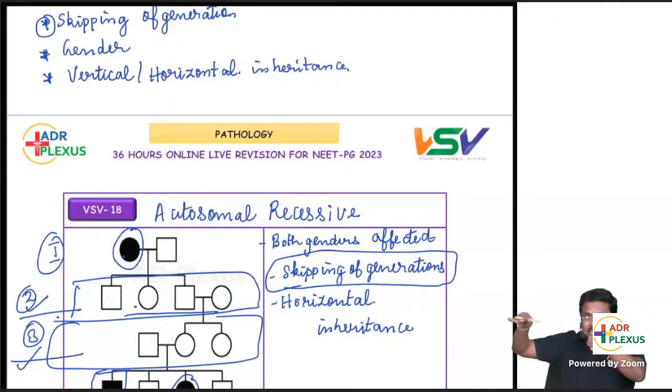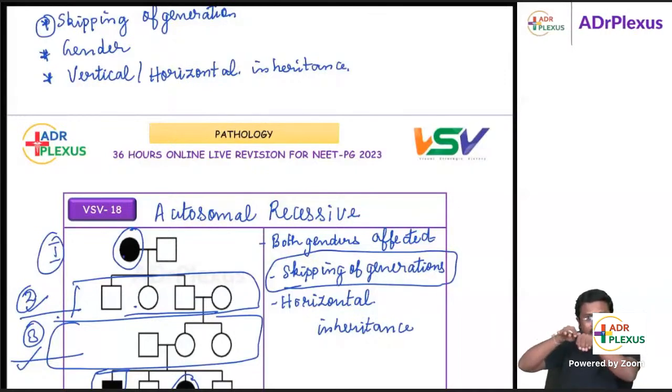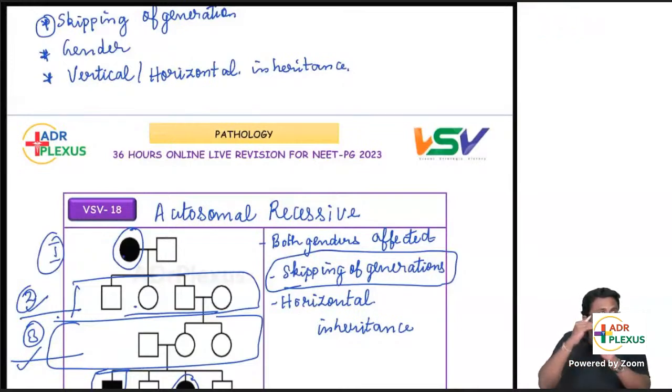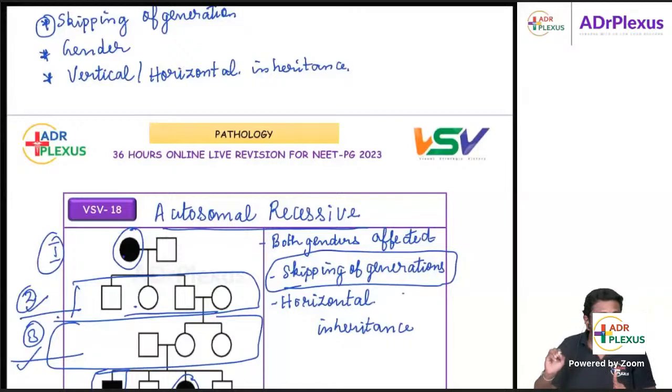Only if he marries another person with that recessive gene will the offspring have the disease. Both the genes are recessive, so the offspring will have both recessive genes. Yeah, that is autosomal recessive. Skipping of generation is very important. Autosomal recessive. I hope this is clear.